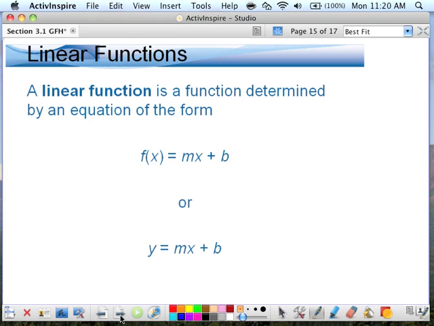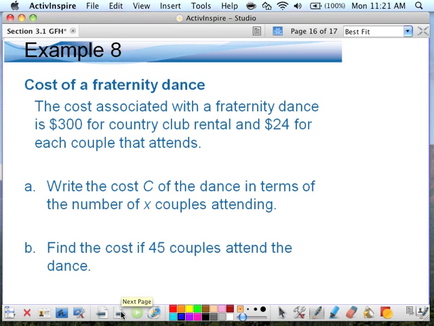Got it? Okay. So we want to look at this example, and it says that the cost associated with a fraternity dance is $300 for the country club rental and $24 for each couple that attends. Let's talk through it one more time. We would like to write the cost equation C of the dance in terms of the number of couples attending. They say let the number of couples be X.